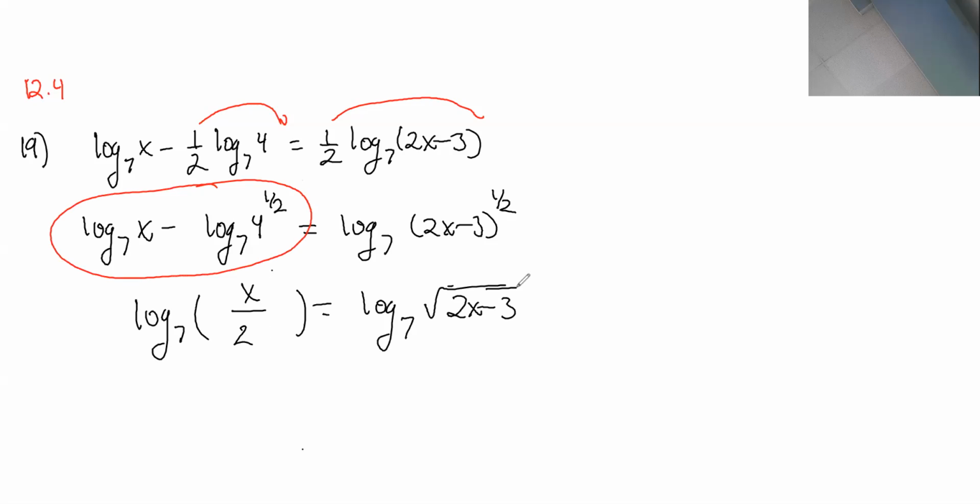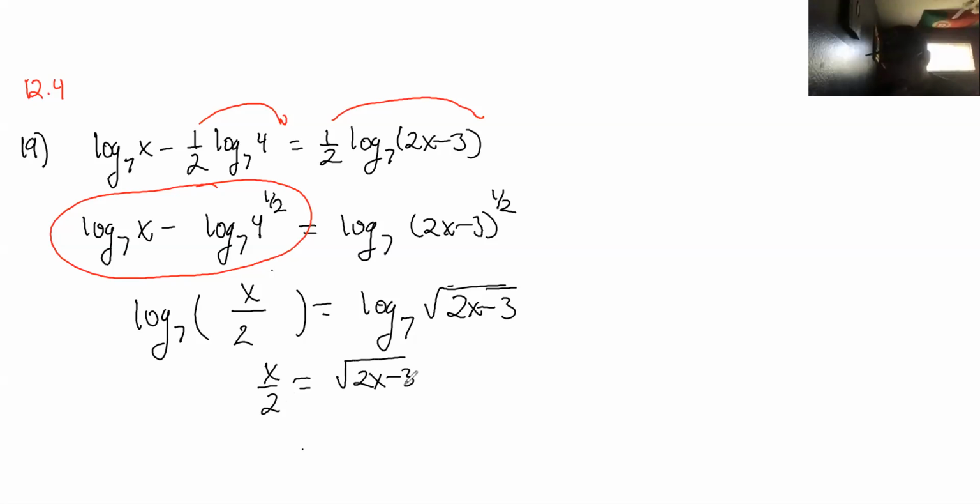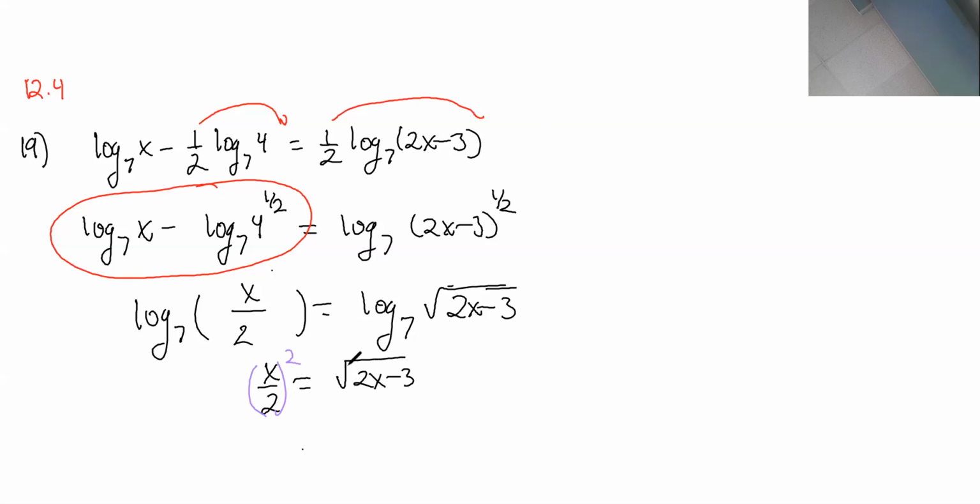They both have a base 7. Will I drop the log or wrap around? Drop the log or wrap around? Drop is correct. X over 2 equals the square root of 2x minus 3. What will I do to both sides to undo the radical? Square. Thank you. Square both sides, giving me x squared over 4 equals, they undo each other, 2x minus 3.